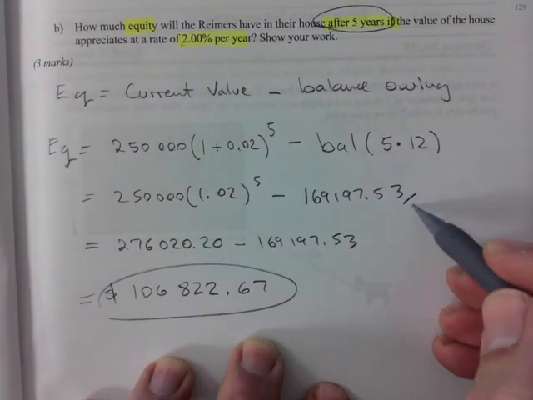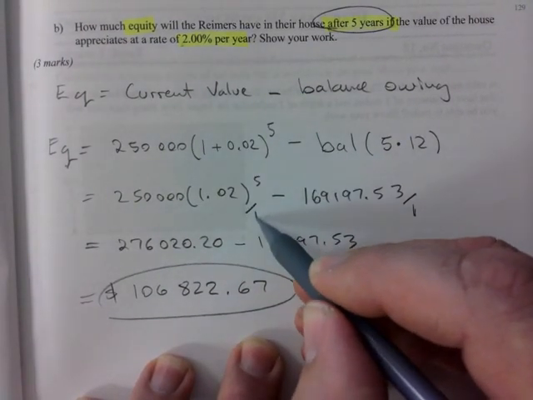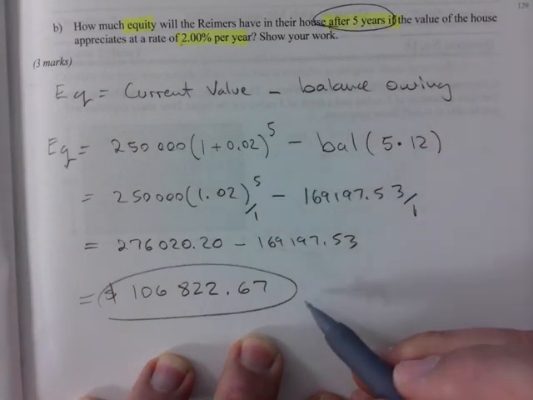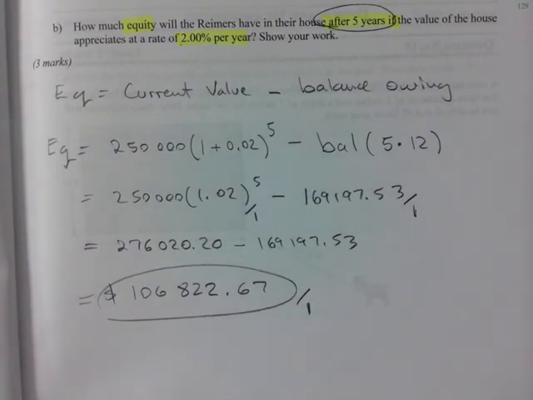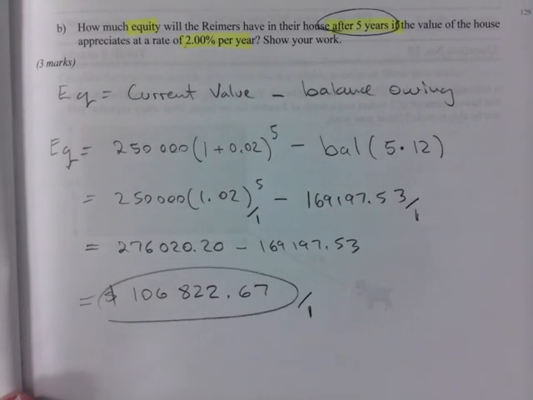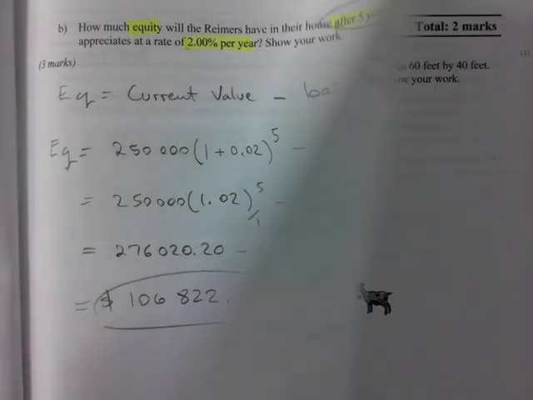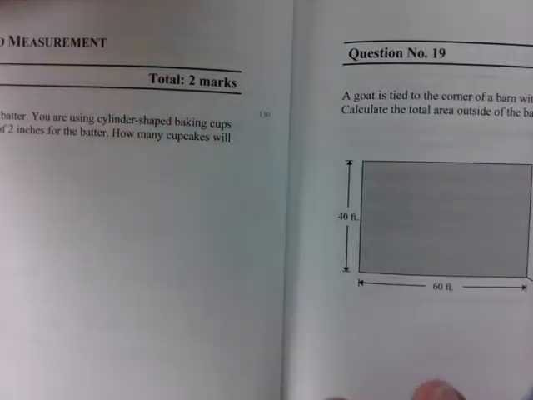This is a very loaded question. You get 1 mark for figuring out the balance, 1 mark for figuring out the value of the home in 5 years, and then 1 mark for actually subtracting. That's why this one is worth 3 marks. So lots at stake here. Make sure you don't leave that blank.